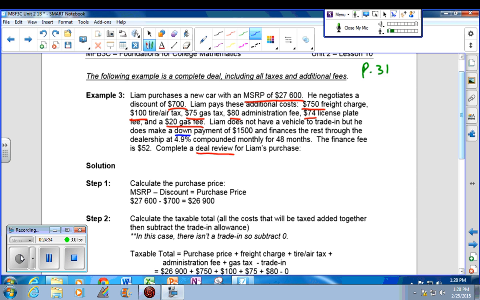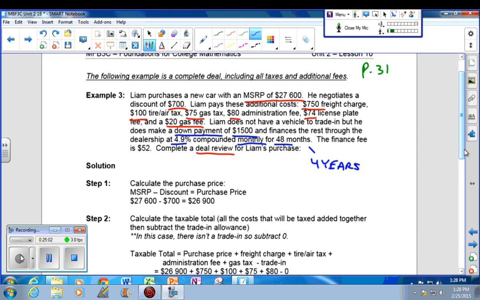A down payment of $1,500. So that's good. And he finances the rest through the dealership at 4.9% compounded monthly for 48 months. So that's 4 years, isn't it? Okay, that's pretty typical vehicle purchasing. And to me anyway, it doesn't ring any alarm bells when I see that somebody has a fairly decent down payment for their vehicle as well.